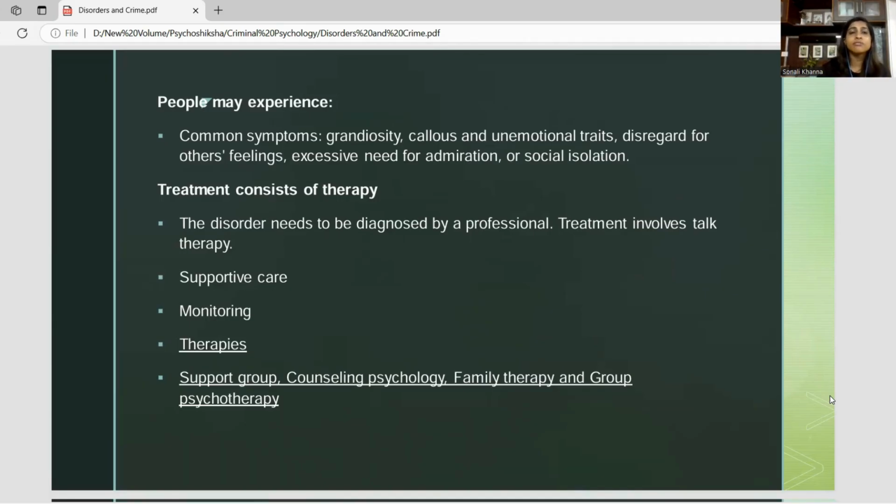Treatment consists of the disorder needing to be diagnosed by a professional. Treatment involves talk therapy, supportive care, monitoring, support groups, counseling, psychology, family therapy, and group psychotherapy. So these are the basic therapies, as I told you, that we apply as a treatment plan to almost all the disorders.